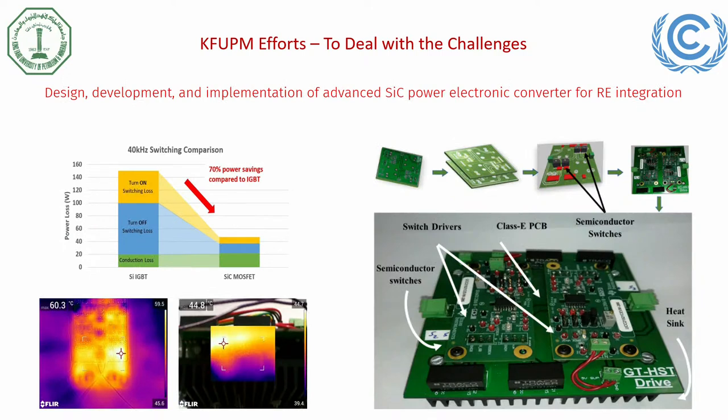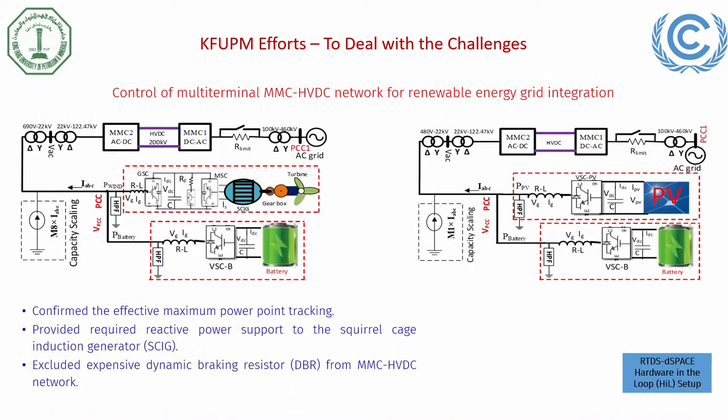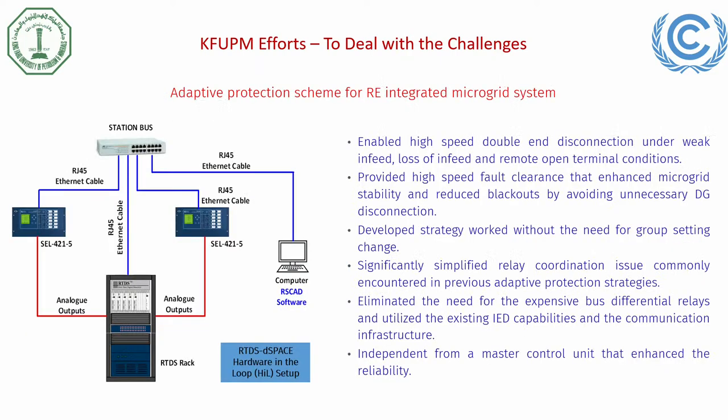The next one is that, at the same time, we are developing power electronic converters based on silicon carbide, which are state of the art. We reduce the switching losses and increase the efficiency, and they also perform better in terms of temperature and other issues. And in this one, we are using energy storage devices with a modular multilevel converter for a high voltage direct current network. Here we have developed, as you can see, an adaptive protection scheme.